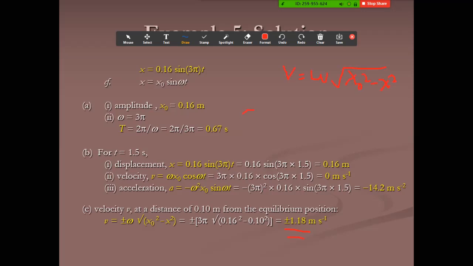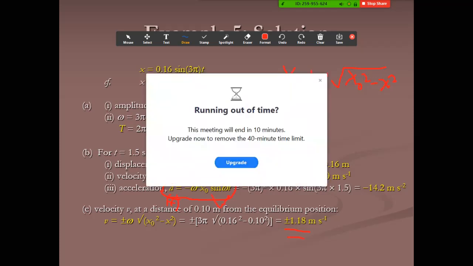Sometimes they ask you to find the acceleration at a given displacement. For that, look at this formula, your acceleration formula. This acceleration formula is in terms of time, right? So what you throw out from the displacement function is the sine omega t. We don't want t.